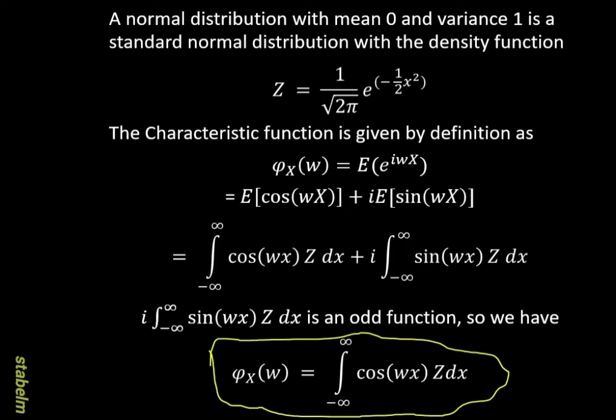So going forward, the next step is to differentiate the characteristic function with respect to w. So we need to differentiate the characteristic function with w. In doing that, we have d over dw of phi subscript x of w equals d over dw of the expected value of exponential iota w x. So we differentiate with respect to w and we have this.